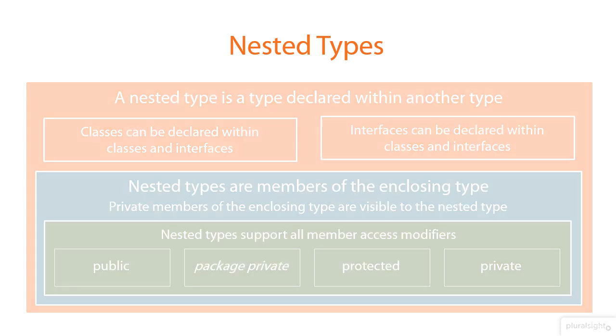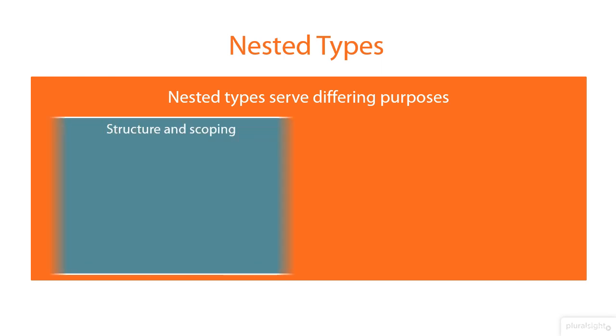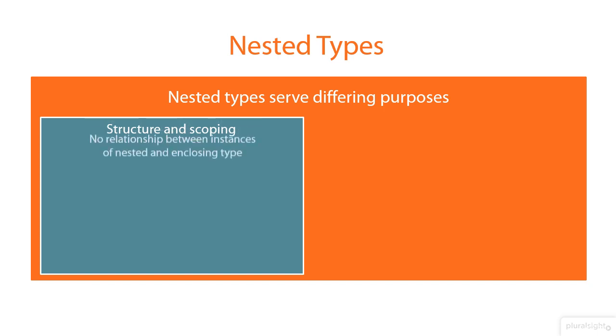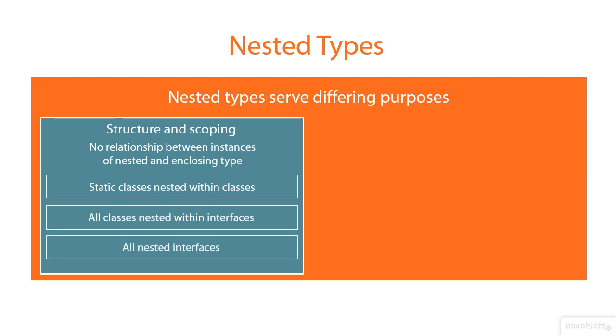When we work with nested types, there's generally two ways we work with them. In one case, we're really using them for structure and scoping. And in this case, there's no special relationship between instances of the nested class and instances of the enclosing class. It's really because you want to make the type only usable in certain scenarios, or you want to structure its naming relative to another class. So this happens when you have what's called a static nested class, or if you put a class inside of an interface, or if you have a nested interface.